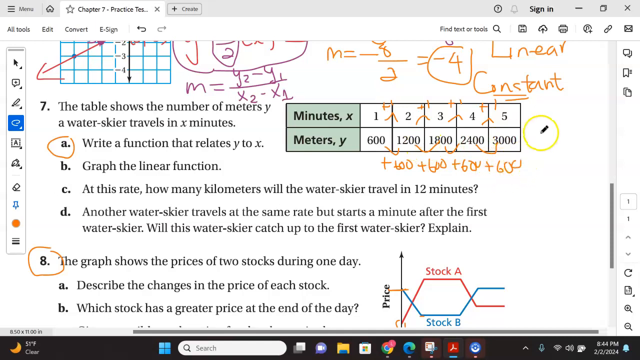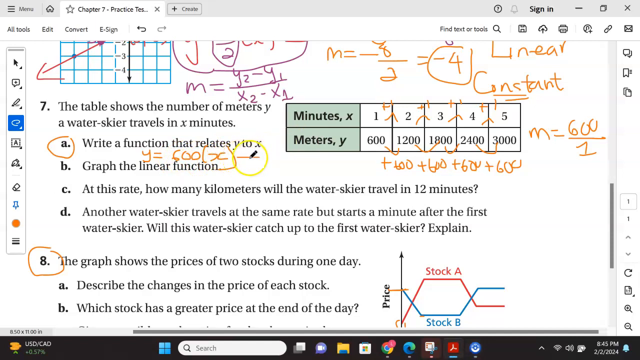So your slope, m, or rate of change, is rise over run, which is 600. So it changed 600 meters per minute. 600 meters per minute. So my function is going to be y equals mx plus b. And my slope is 600. Okay, times x. Again, the slope is 600 times the input, which is the x.